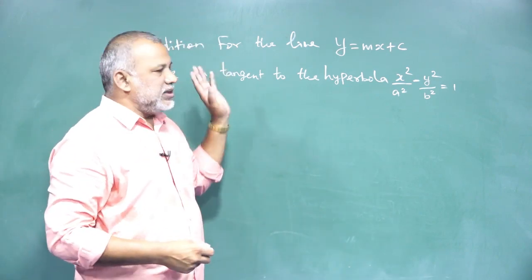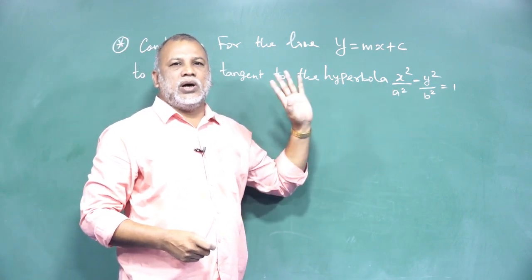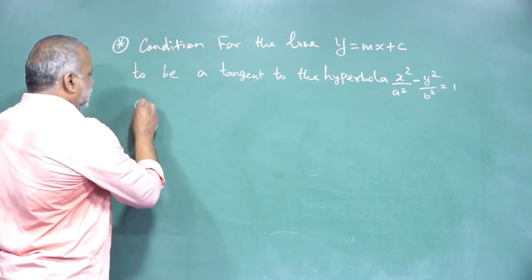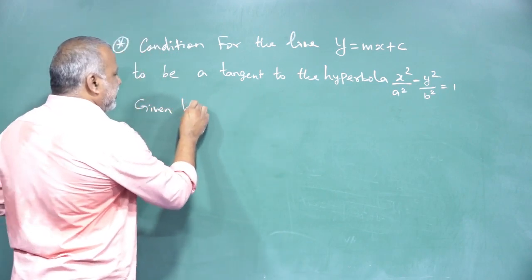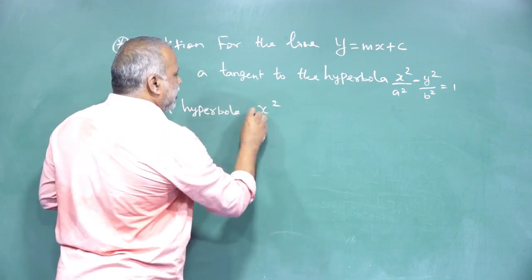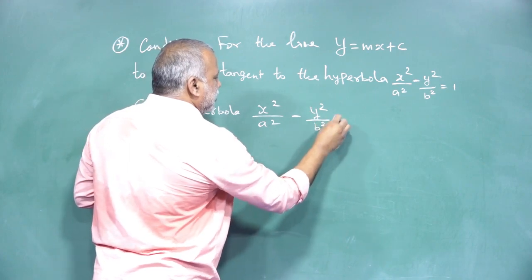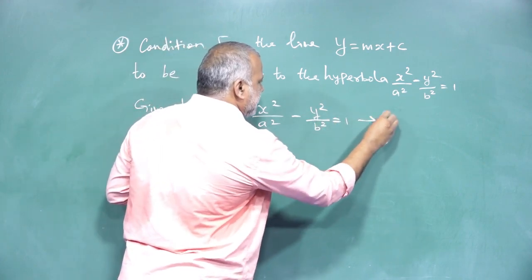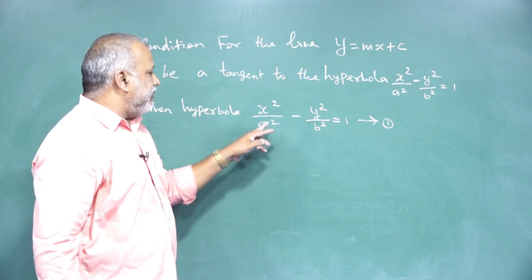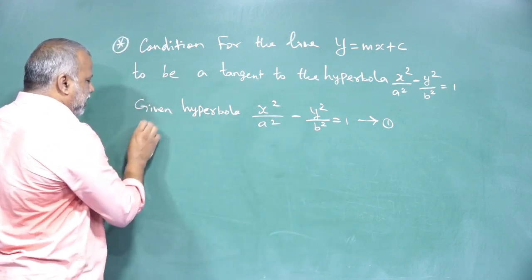See, what is the condition? Equation number 1. This is the given hyperbola. X squared by a squared minus y squared by b squared equal to 1. Say this is equation number 1, the given hyperbola.